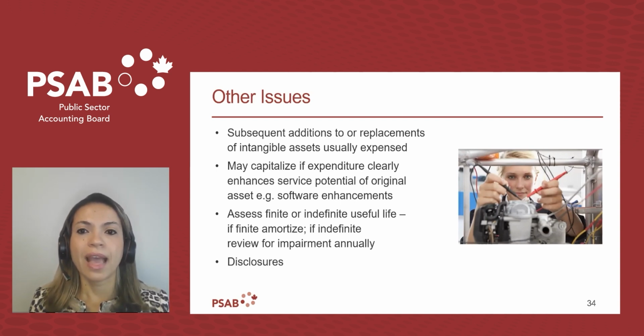Intangible assets may have a finite or indefinite useful life. Where an intangible asset has a finite useful life, it is amortized over that useful life. Where an intangible asset has an indefinite useful life, it's not amortized. However, it's reviewed for impairment at least annually.